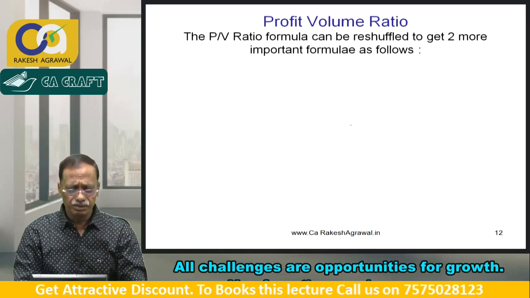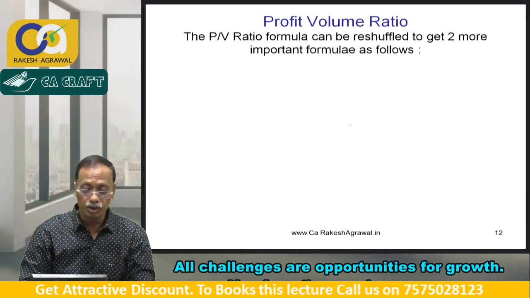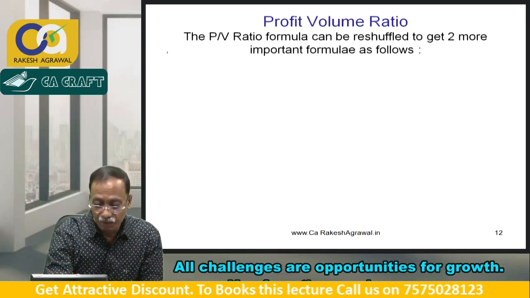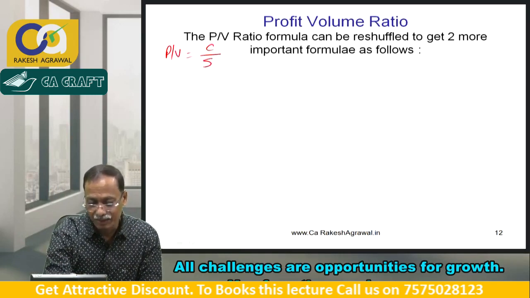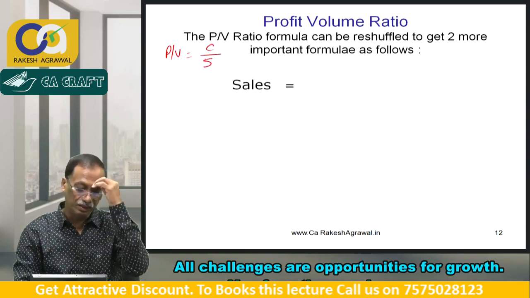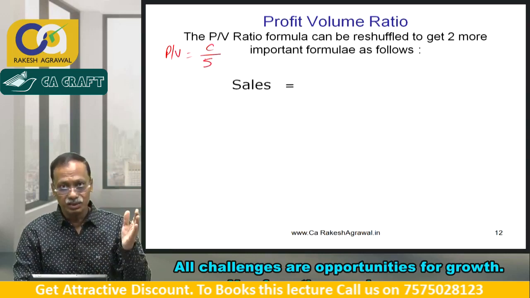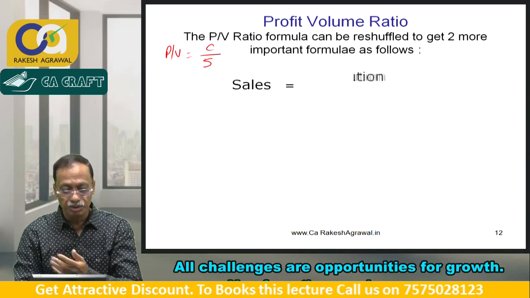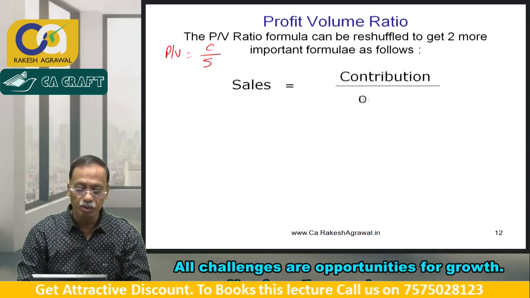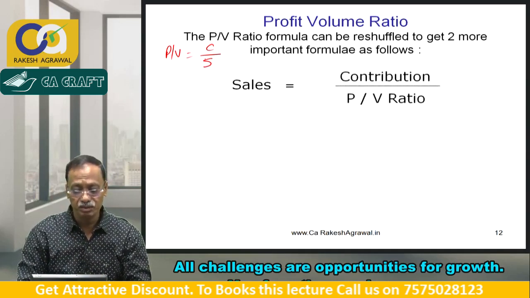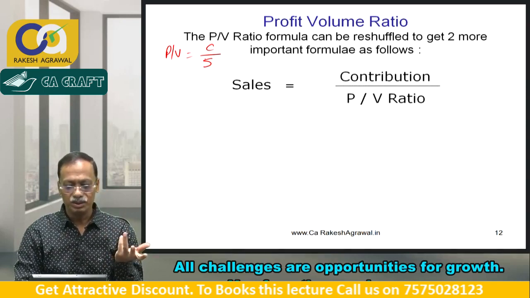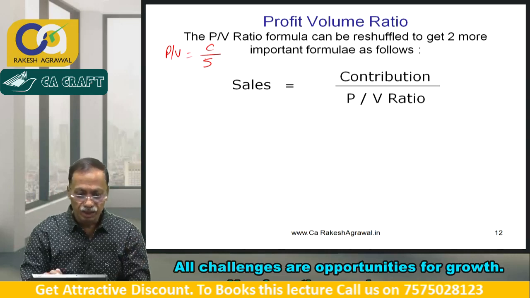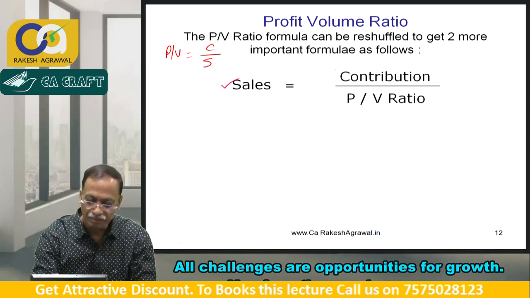Now again I'll reshuffle the PV ratio and we'll get two more ratios. Our PV ratio formula is what? Contribution divided by sales, correct? I will reshuffle this. I'll take sales to the left hand side and PV ratio below. So it will become contribution upon PV ratio is equal to sales, correct? Just reshuffling of the formulas. So in case sales is missing in the question, you can do it like this, contribution upon PV ratio.